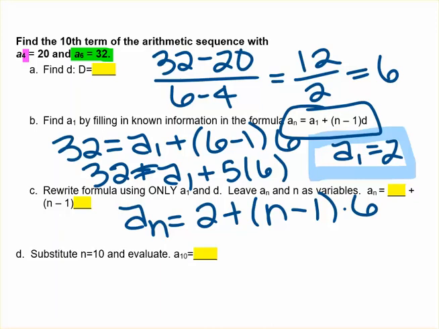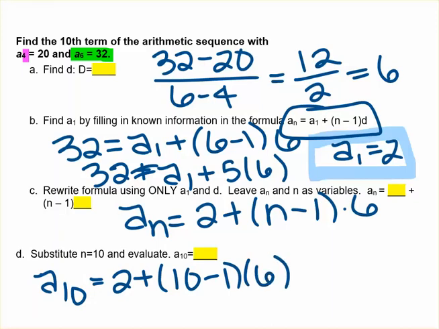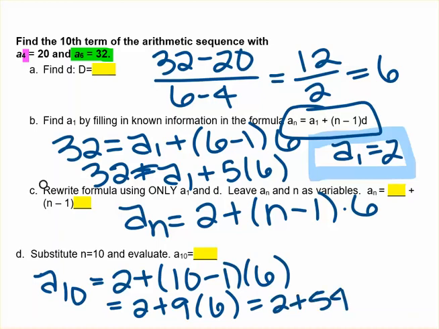In D, it wants us to find where n equals 10. So a sub 10 would equal 2 plus 10 minus 1 times 6. So 2 plus 9 times 6, or 2 plus 54. So a sub 10, or the 10th term, is going to equal 56.